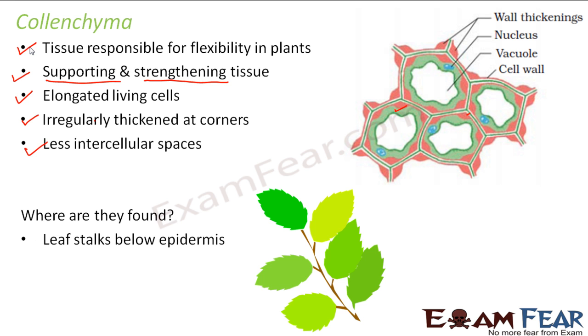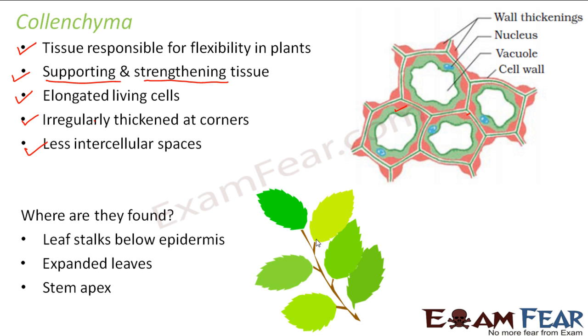So where are they found? They are found in the leaf stalks below the epidermis. What is epidermis? Epidermis is like the skin of the plant, the outer layer of the plant. If you look at the leaf stalks below the epidermis, these are the leaf stalks, so it is present here. It is also present in expanded leaves. So even in the leaves it is present. As I mentioned, you can twist and turn the leaf because the leaf has some flexibility.